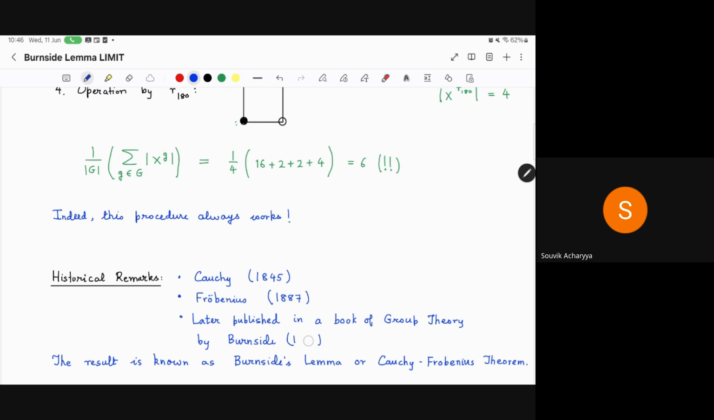It was later on published by Burnside in his book on group theory around 1911. But this was one of the first times people saw it used in a book, which was popular. So it just came to be known as Burnside's lemma. More recently, people call it the Cauchy-Frobenius theorem, but I'll just stick to Burnside's lemma.